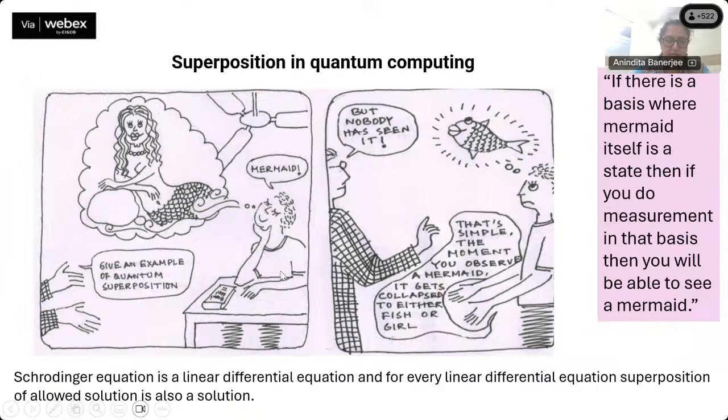Now there's a boy in the class. Sir is asking a question, asking him to give an example of quantum superposition. And the boy says, a mermaid. The teacher asks, well, but nobody has seen it. And the boy says, it's simple because the moment you try to observe a mermaid, it collapses to either a girl or a fish.